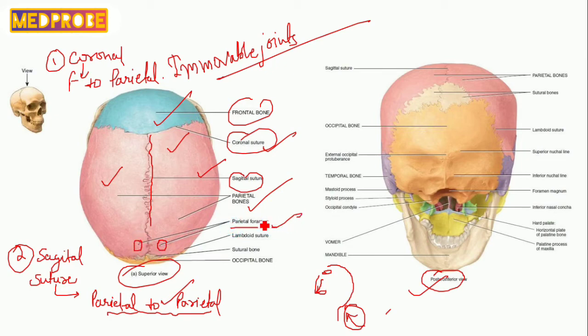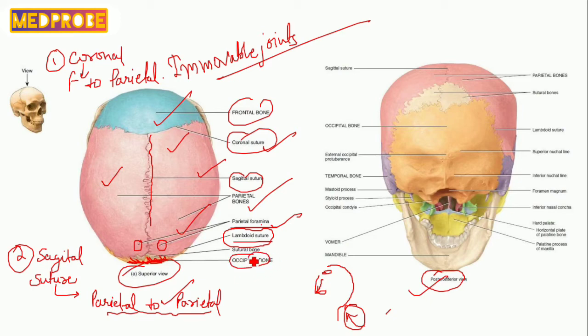All right, these are the parietal foramina from where the arteries and veins get embedded to the cerebrum and all that. And here you can see another suture, the lambdoidal suture. What is this lambdoidal suture connecting? As you can see here, it is connecting parietal to occipital. This is the occipital region, the occipital bone.